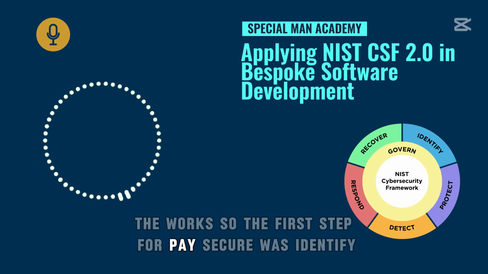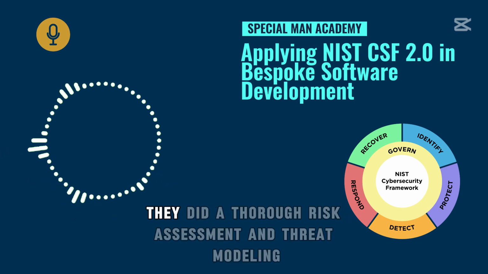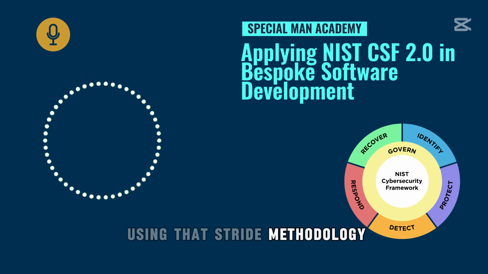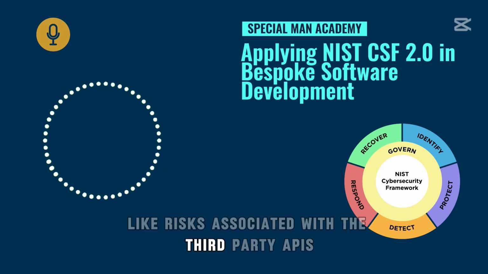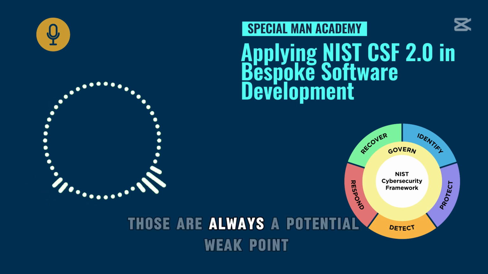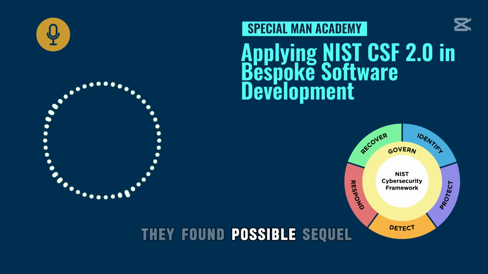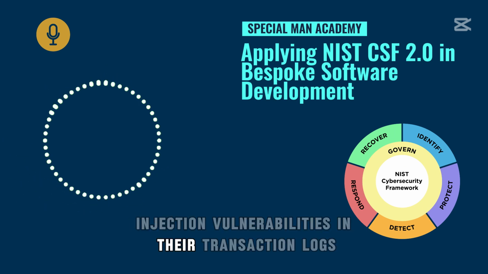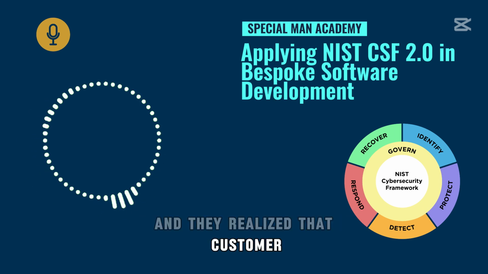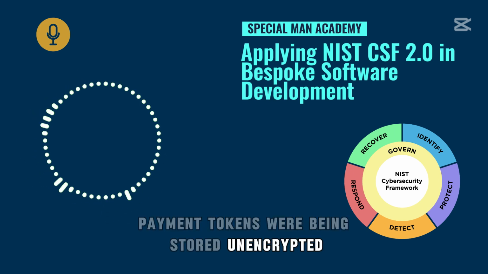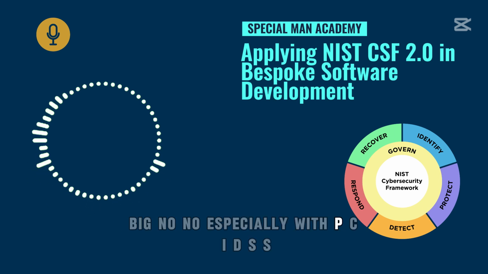So the first step for PaySecure was identify. Understanding those critical risks. They did a thorough risk assessment and threat modeling using the STRIDE methodology, and they found some potential issues, like risks associated with the third-party APIs they were using. Those are always a potential weak point. They found possible SQL injection vulnerabilities in their transaction logs. Yeah, a common but dangerous vulnerability. And they realized that customer payment tokens were being stored unencrypted. A big no-no, especially with PCI DSS.